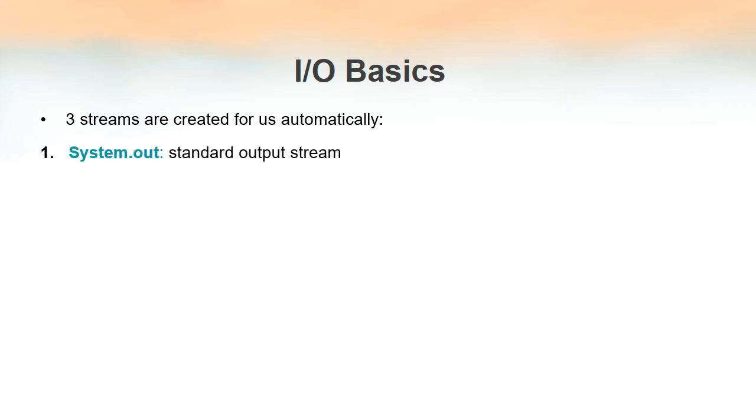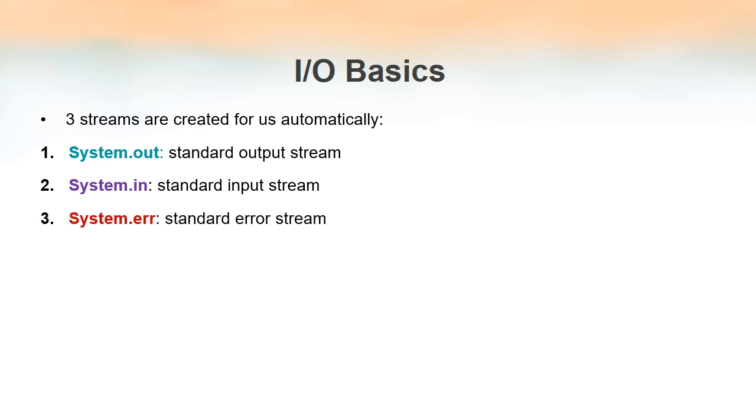Apart from the two basic streams, there are three streams in Java that are created automatically for us. First of all, System.out. We use this stream to print something to our console screen. System.out.println, we are using this to provide the output. So that is our standard output stream. The second one is System.in. If System.out is the standard output stream, System.in is our standard input stream. It is used to get input from the keyboard. And the third one is System.err. This one is our standard error stream.